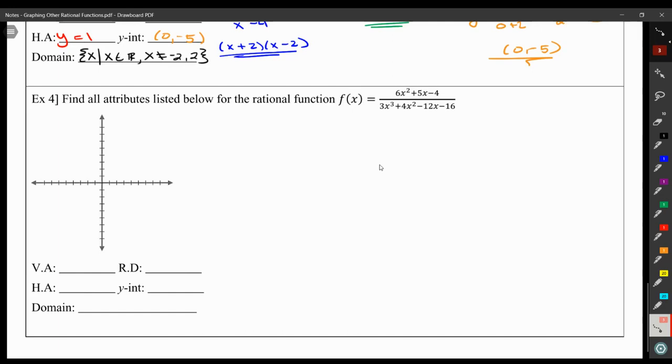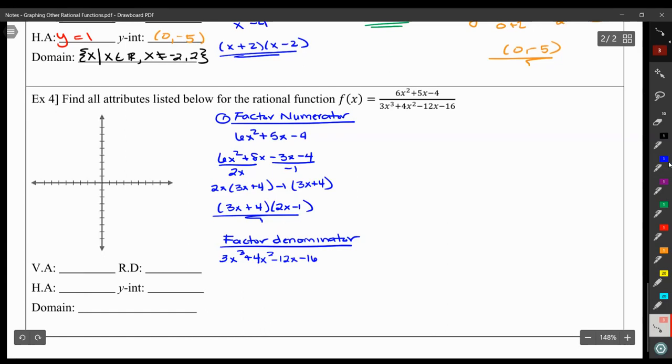So for example 4, I want you to pause the video and factor the numerator. I will help you factor the denominator. So pause the video and factor the numerator, and then unpause and we'll work through the denominator together. And here's what you should have had for the numerator, 3x plus 4 times 2x minus 1.